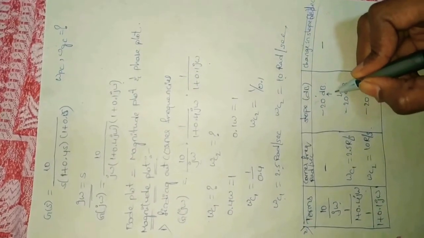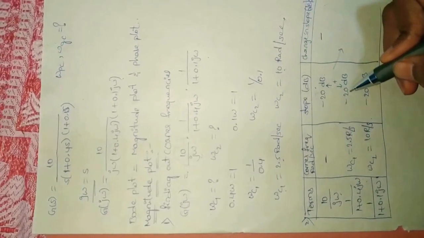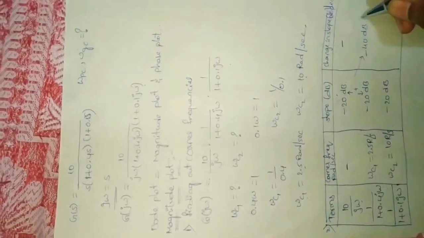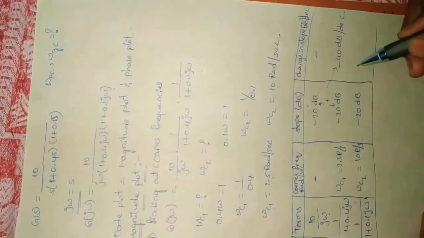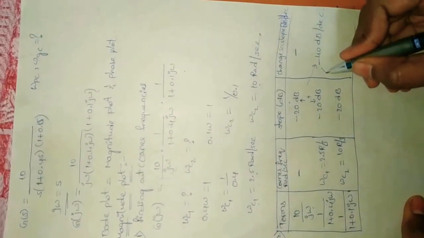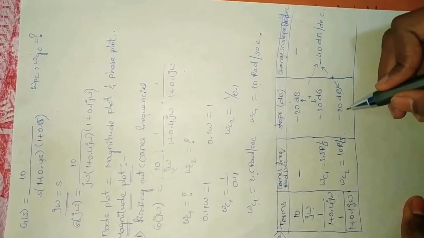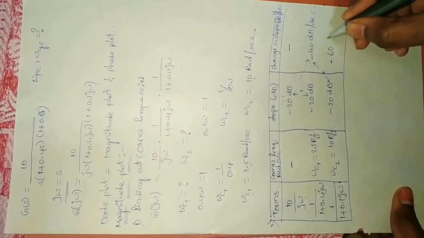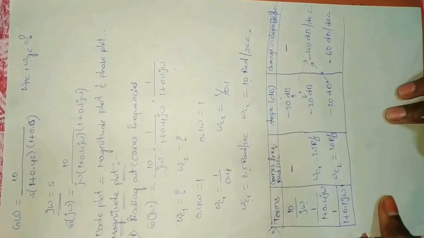Okay, you need to add these two slopes and write it here. Minus 20 dB plus minus 20 dB is minus 40 dB per decade as the change in slope. Next, this minus 40 dB is added with this minus 20 dB to get the change in slope. So here you will get minus 60 dB per decade as the change in slope.